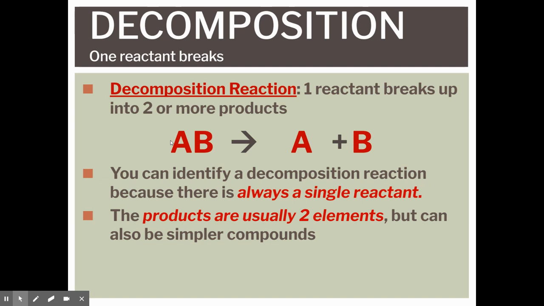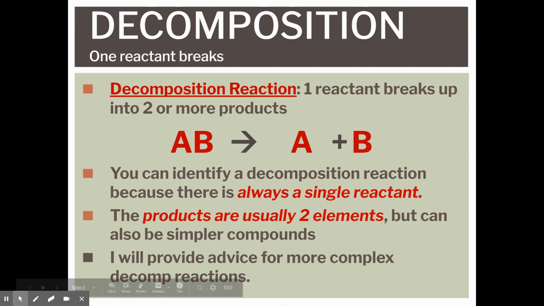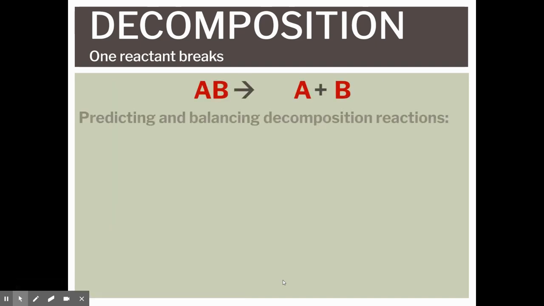Sometimes you can have a decomposition with a more complex reaction where it breaks up into smaller compounds. But in most cases, you just have a simple compound made of 2 elements that breaks down into those elements. That is a decomposition reaction, okay? If there's a more complex form of decomposition reaction, I will provide some advice on how to do that, okay? But it's pretty straightforward, okay?